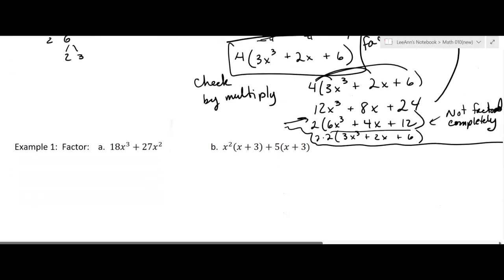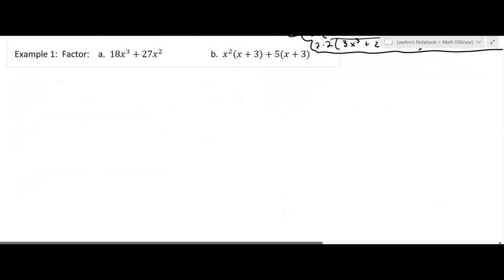Okay, so now we want to practice doing the greatest common factor. So I'm going to look at these two terms right here, and I'm thinking, what's something that both of them could be divided by? Like, what's the biggest thing? So think about that for a minute. Okay, hopefully you said 9, because 9 will go into 18, and 9 will go into 27.